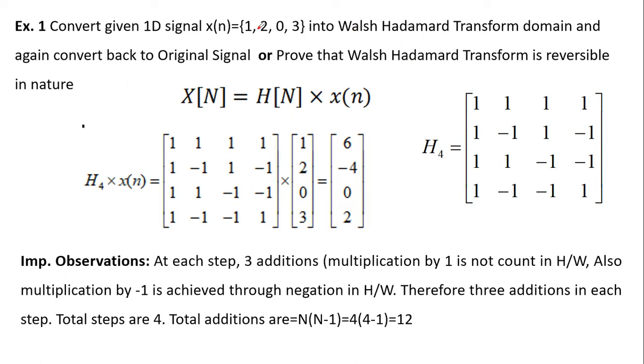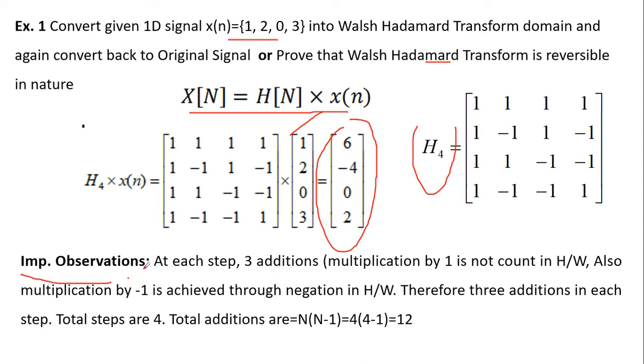So when we get x of n into Walsh Hadamard and from Walsh Hadamard again to the same signal, then the transform is reversible in nature. The formula is X of n is equal to H of n into x of n. This signal has a length of 4, so we are going to use H of 4. H of 4 multiplied by this signal, we get 6, -4, 2. Now I am not explaining the matrix operation because you are already aware of how to do matrix multiplication.